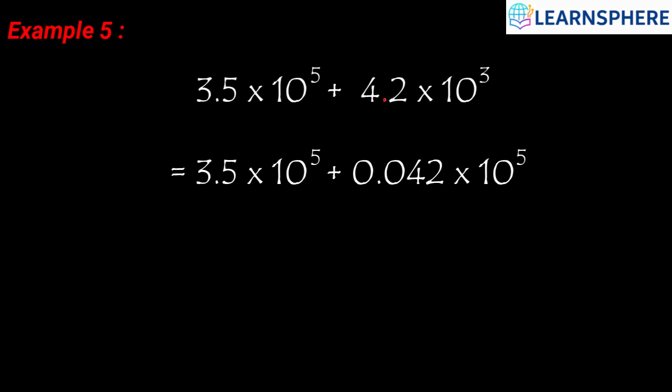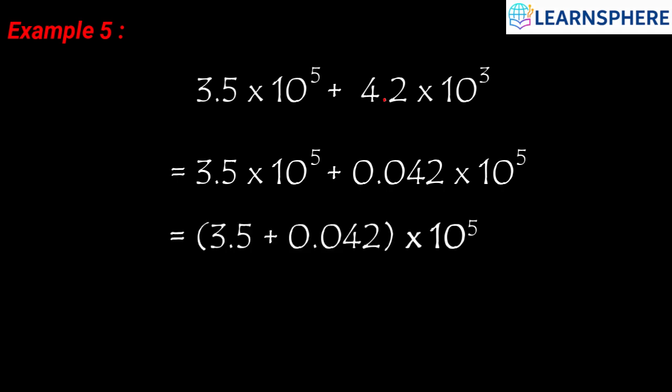Next, we can factorize out times 10 power 5. And we'll have a bracket. And the contents of the brackets are the values, which are 3.5 plus 0.042. And this can be simplified to be 3.542 times 10 power 5. And as 3.542 is a number between 1 and 10, it is already expressed in standard form. And this is our answer.